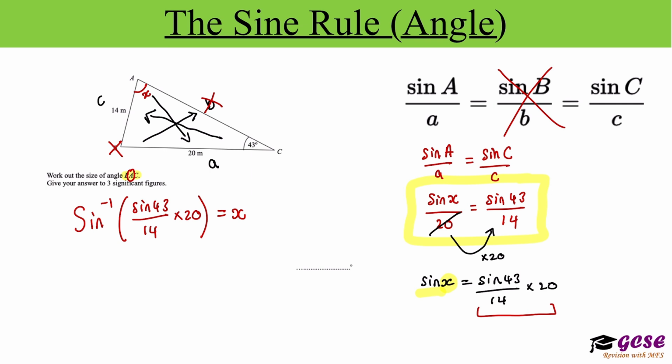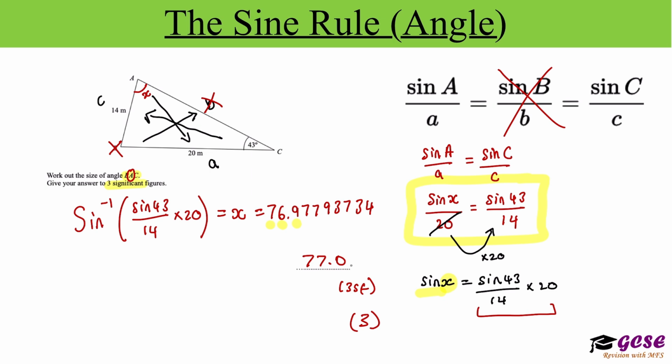Okay, so you can just type that into your calculator. So we've got sine -1, sine 43 over 14 multiplied by 20, close your brackets, and that's going to give you an answer of 76.977937334. Okay, it does say to 3 significant figures, so we've got 1, 2, 3, 7 rounds up, so this will round up as well, so our answer will be 77.0, okay, to 3 significant figures, and that also will be worth 3 marks.